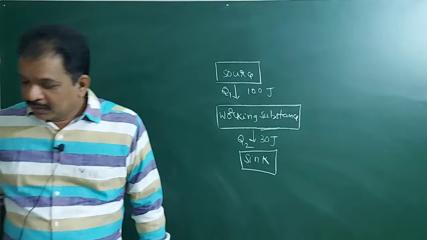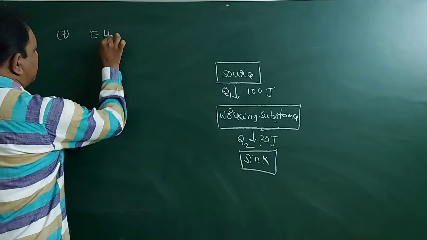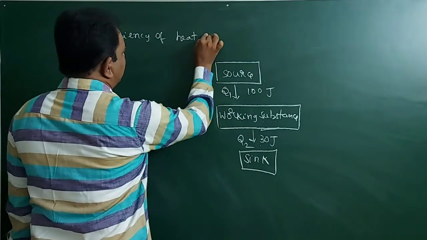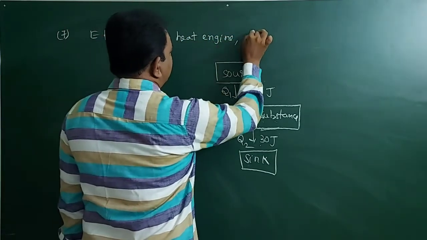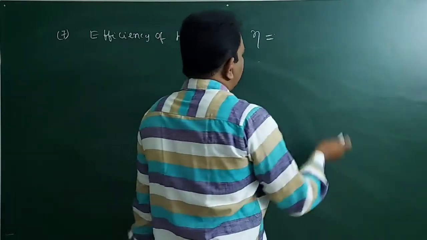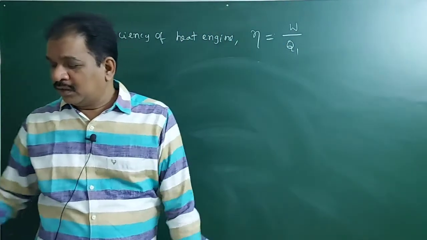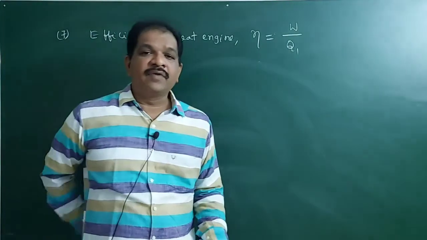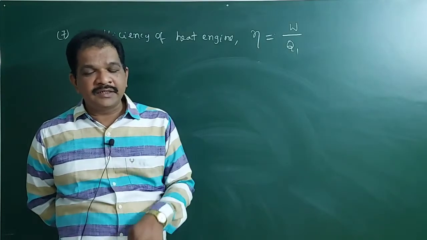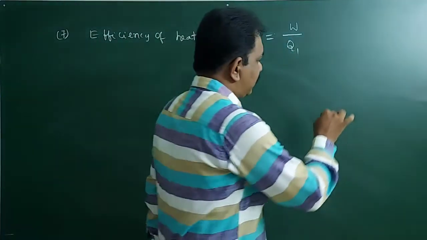Understand? If Q1 is the heat given to the working substance and Q2 is the heat rejected to the sink, then the efficiency of the heat engine, represented by eta, is equal to W by Q1. W is what? How much heat has been converted into work. That will be W. Q1 is the heat supplied from the source.